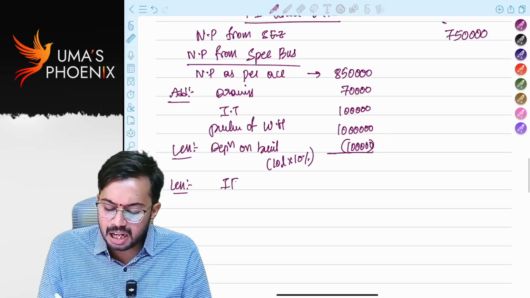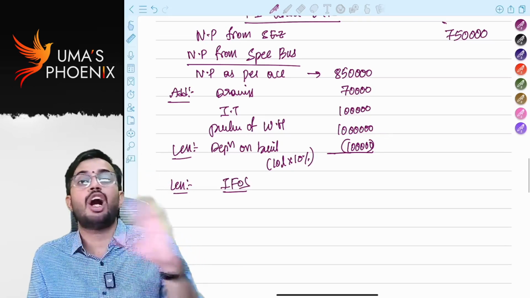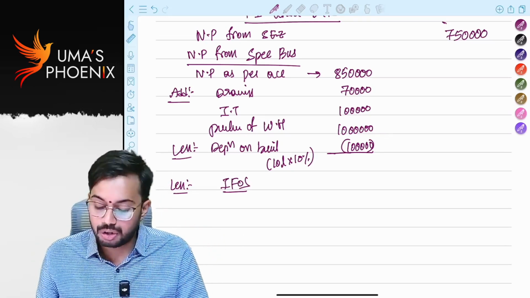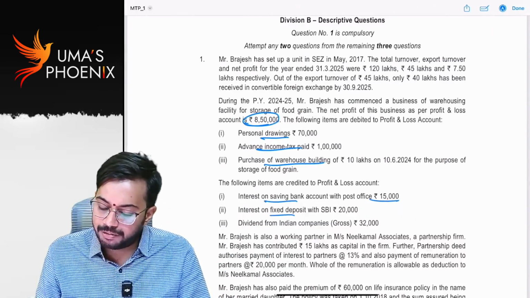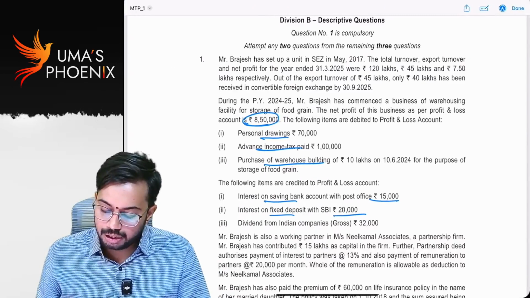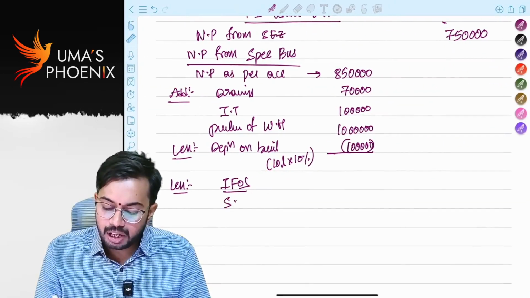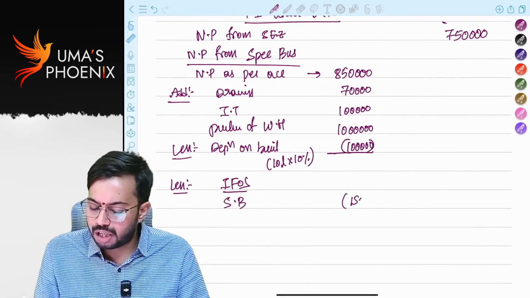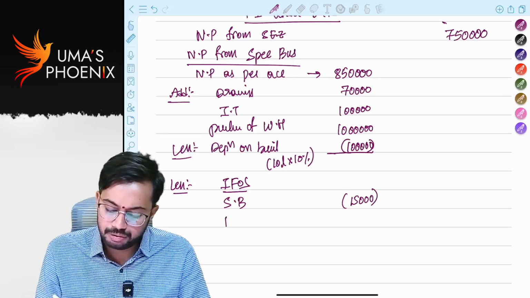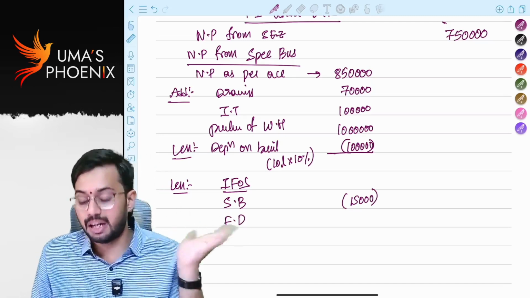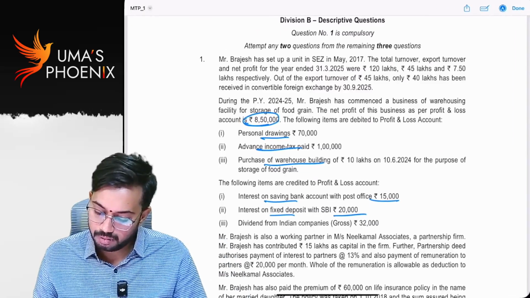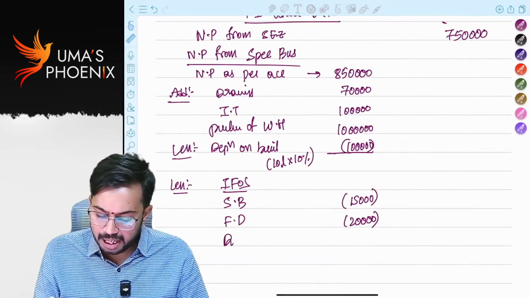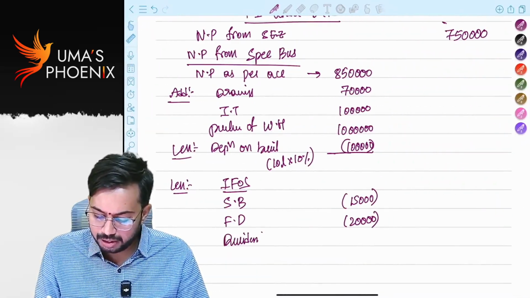incomes taxable under other sources should not be credited to P&L account. What are they? Interest on SB 15,000, FD 20,000. So that should not be credited to P&L account. So what we will do? We will disallow, because they are taxable under other sources. Dividend from Indian companies 32,000.